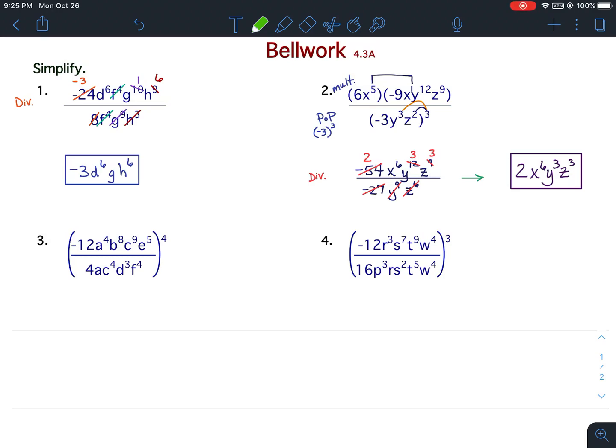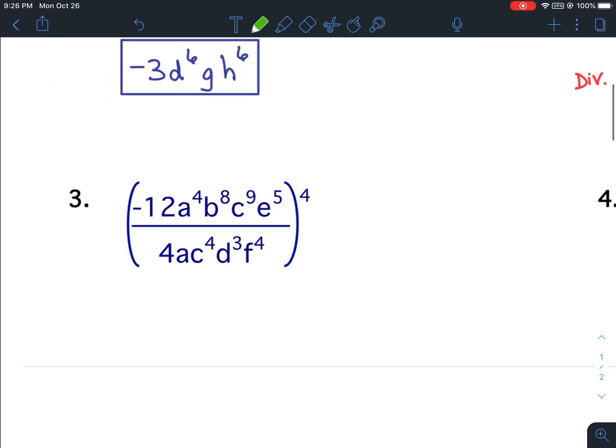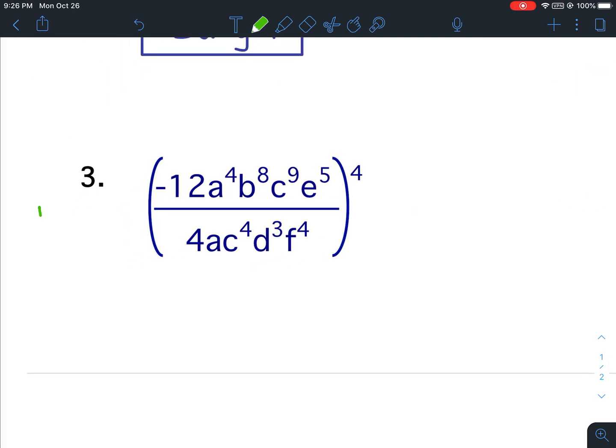Bellwork 4.3a, questions 3 and 4. 3 and 4 are done the exact same way. We're going to do what's inside the parentheses, which is division first, and then we'll do the outside exponent, which will end up being power of a fraction. So let's start with number 3. Again, we're going to divide first.